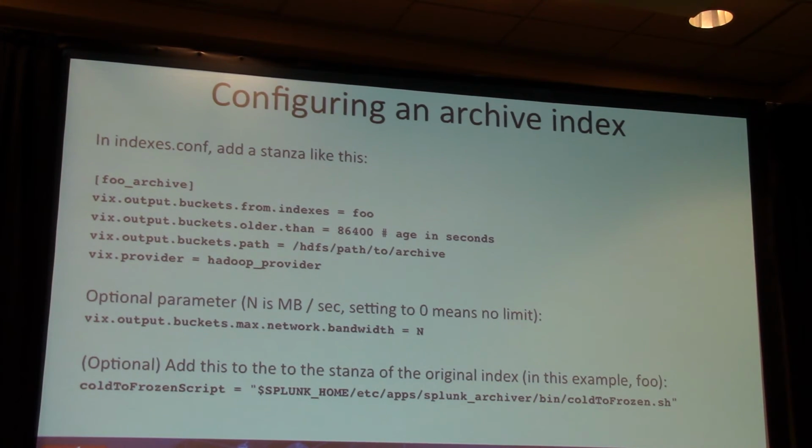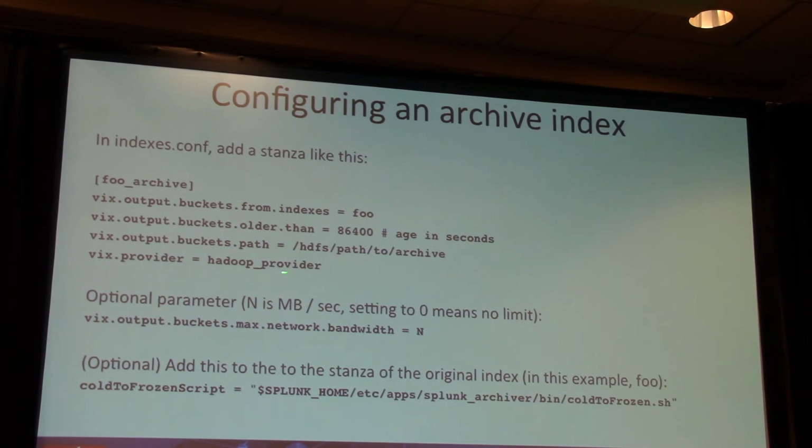So I said I would go through the configuration a little bit about how you do this. This is how you would set up an archive index. This will all be added to the indexes.conf file, and you're going to add a new stanza for your archive index. And it's going to contain things like the name of the index that is being archived, how old a bucket has to be before it's eligible for archiving. So I said I would get back to what makes a bucket eligible for archiving. The main constraints are it has to no longer be hot, it has to be at least warm, so it's no longer being written to, and it has to be at least this old in seconds.